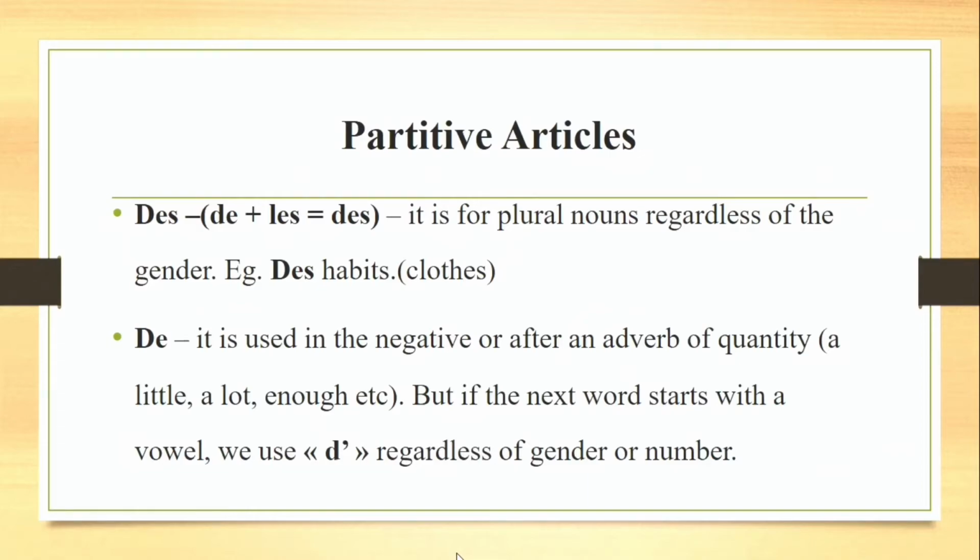The last article is de. It is used in the negative or after an adverb of quantity like a little, a lot, enough, and so many more. But if the next word begins with a vowel, we will use d'. This is because two vowels cannot meet, and so one has to be omitted. So the E of de will be omitted and replaced with an apostrophe to solve the problem. And then the d' can be used regardless of the gender or the number. That is when you are talking about the negative or the adverb of quantity.